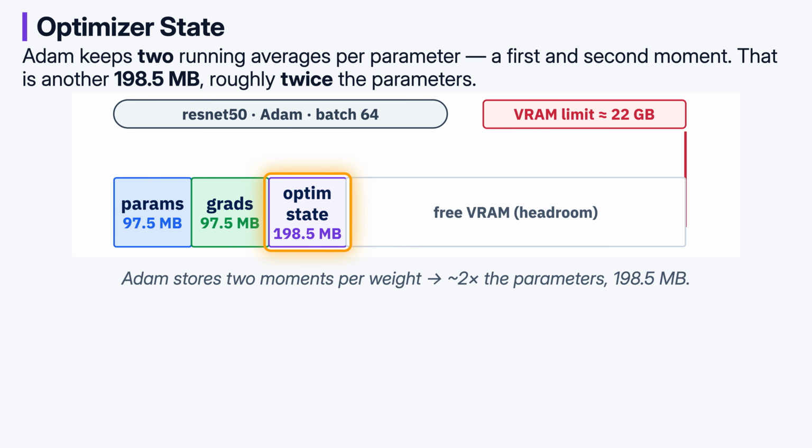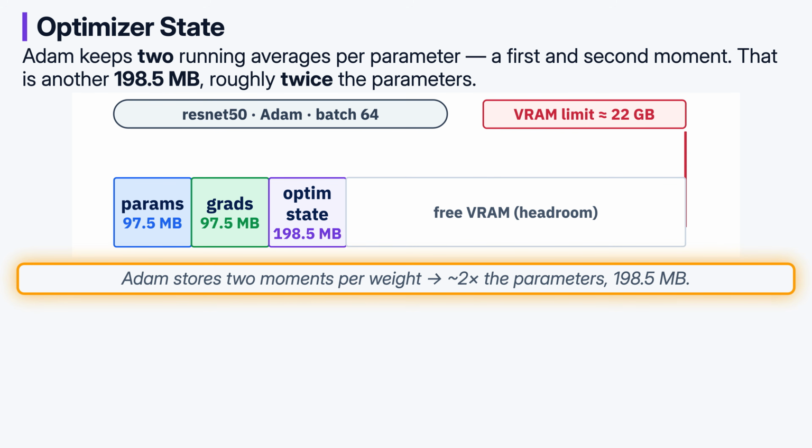Adam keeps 2 running averages per parameter, a first and a second moment. That is another 198.5 megabytes, roughly twice the parameters. The 3 segments together are still a small slice of the card.